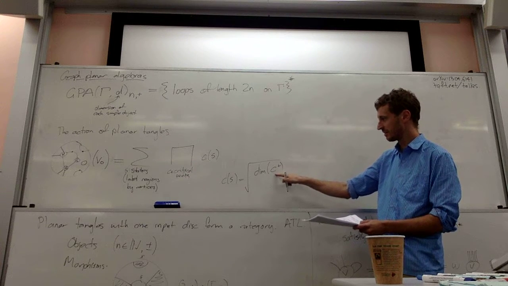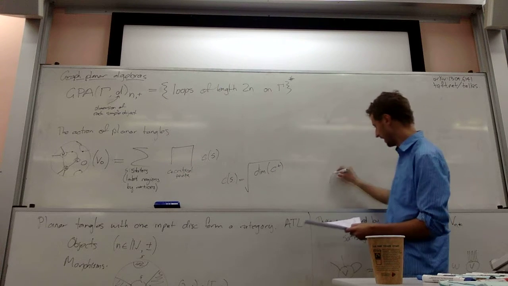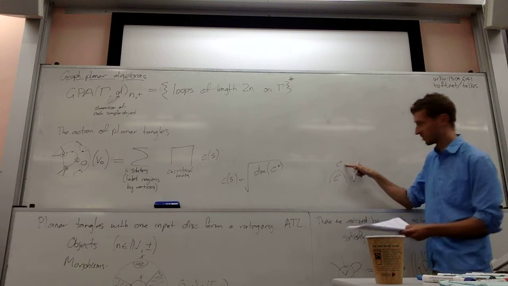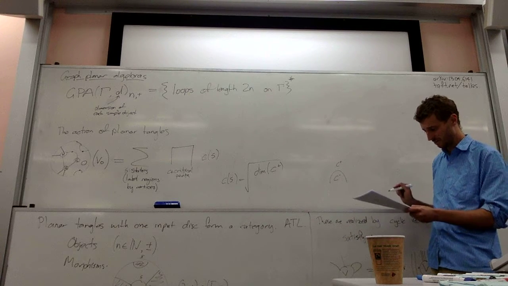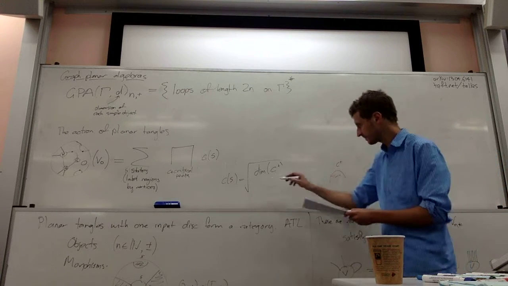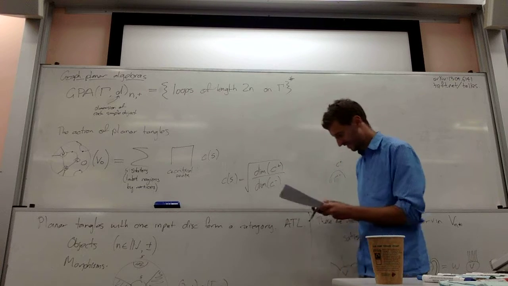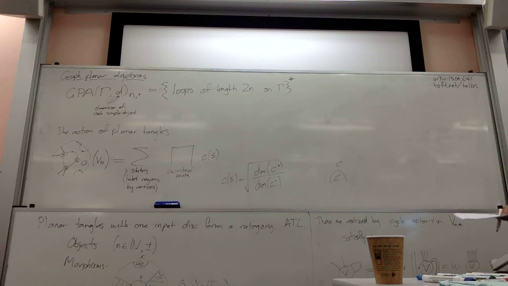So C is a critical point, so C plus here, I have in mind that in a given state, we've labeled the regions by C plus above the critical point and C minus below the critical point. If you divide it by dim C minus. Okay. What the hell is this thing?